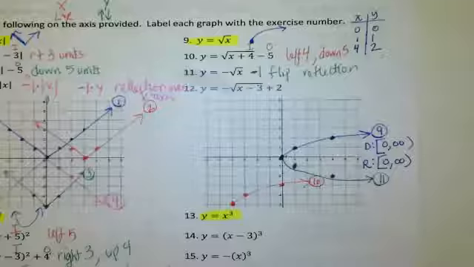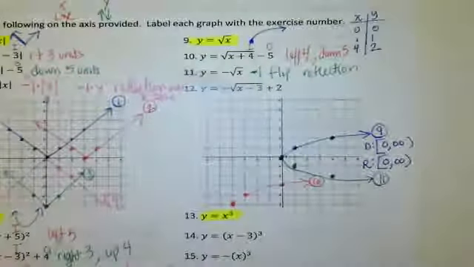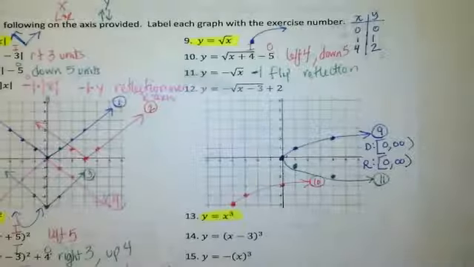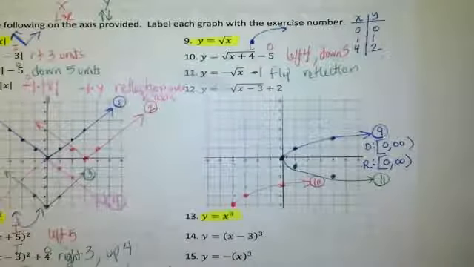It's called a hyperbola. Hyperbola. Parabola. Number 12 is very tricky.